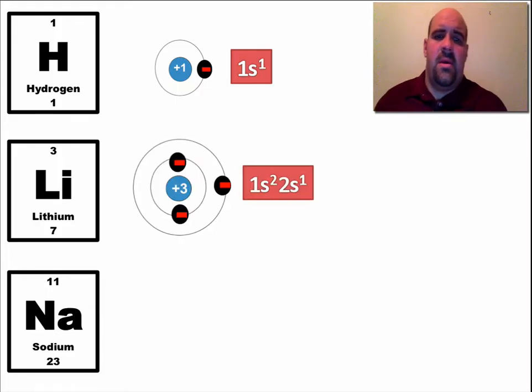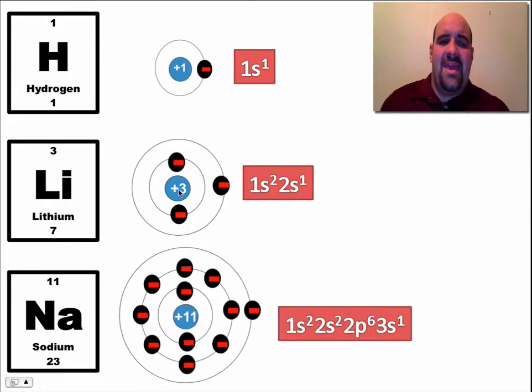Lithium has 3 protons and 3 electrons, and you end up with 2 electrons in the first energy level and 1 in the second energy level. 1s2, 2s1. There's 2 electrons in the 1s, 1 in the second.